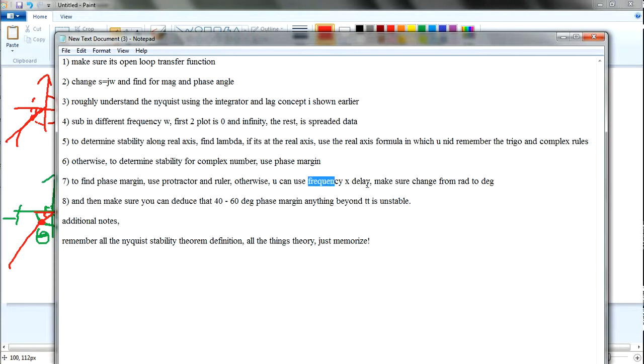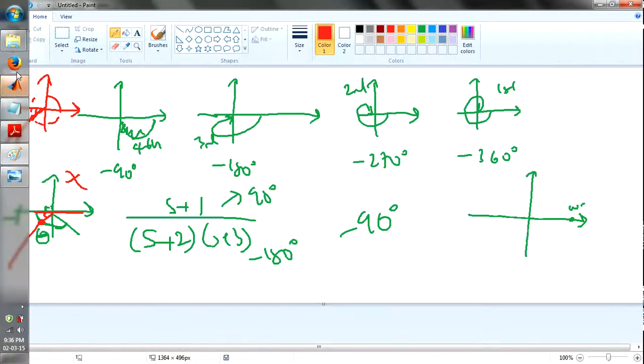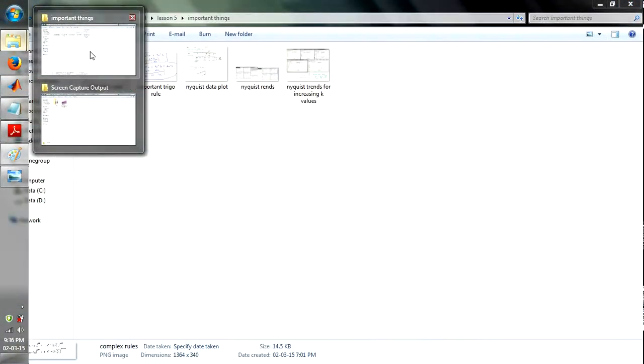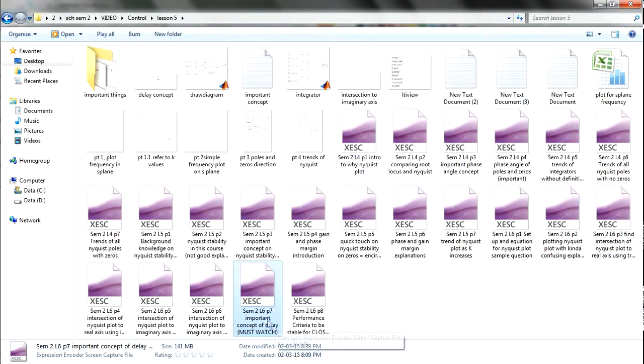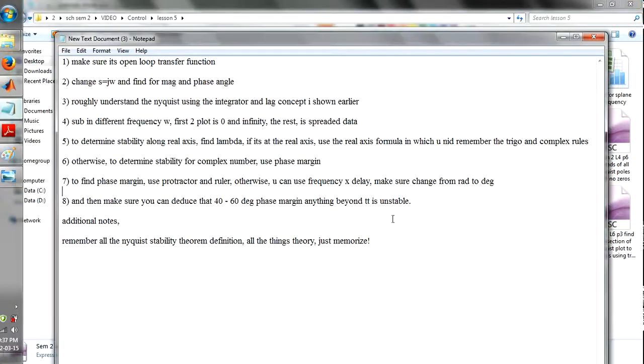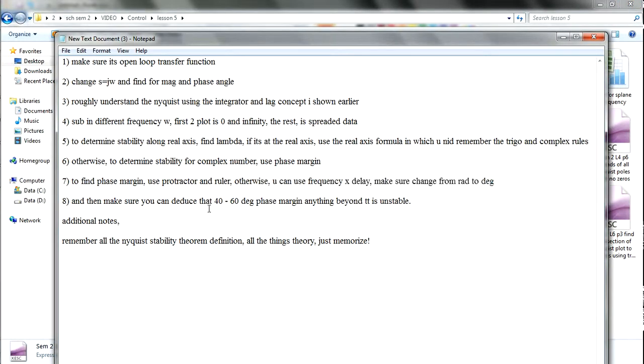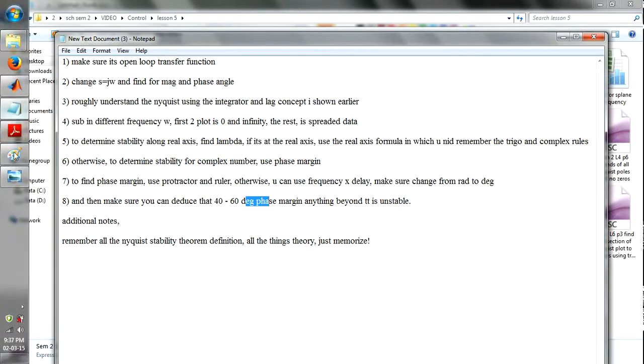take frequency times delay, because frequency is radian per second, and times delay in seconds, you get radians. When you change the radian to degree, you have your phase angle. You can find it from the delay. This is a very normal concept. It's a trick question. And then these are the criteria you need to know: 40 to 60 degrees phase margin, if you still remember.